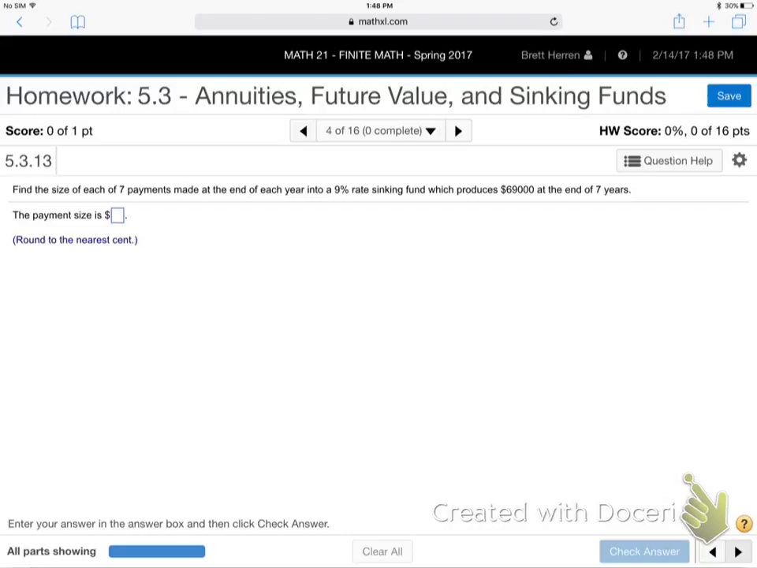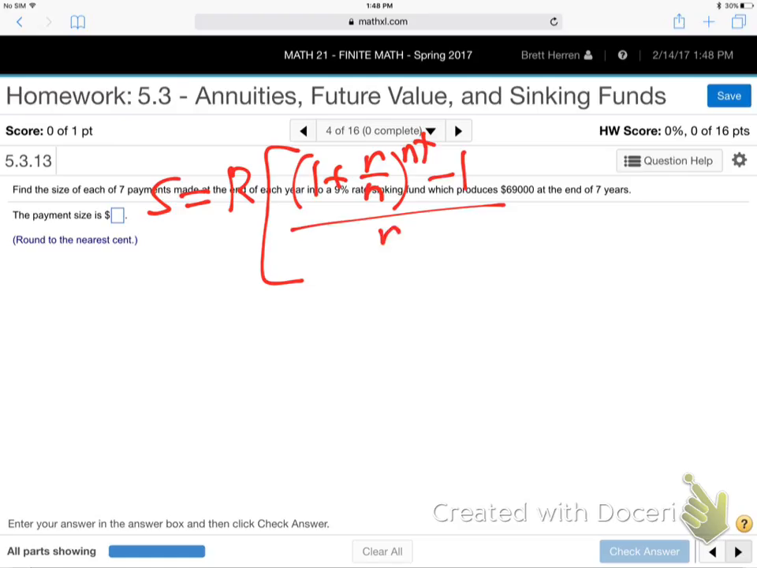Now they're going to change the game just a little bit. Same formula. So S equals R, 1 plus R over N to the NT minus 1, over R over N. But what they're giving us, they're saying find the size of the payments. So the payments, this part is the payments.